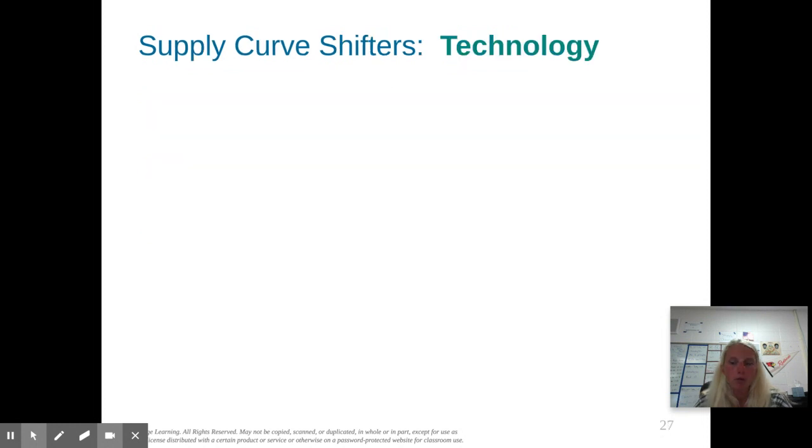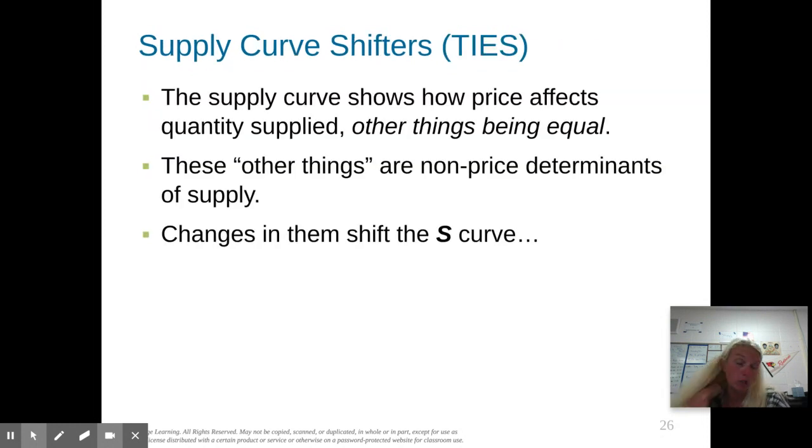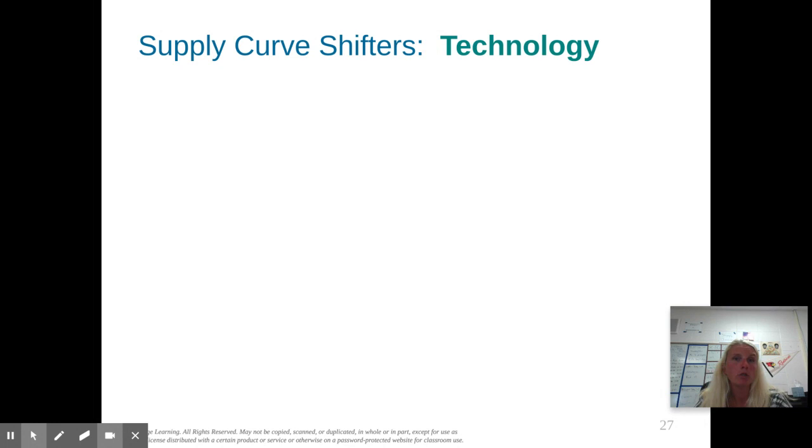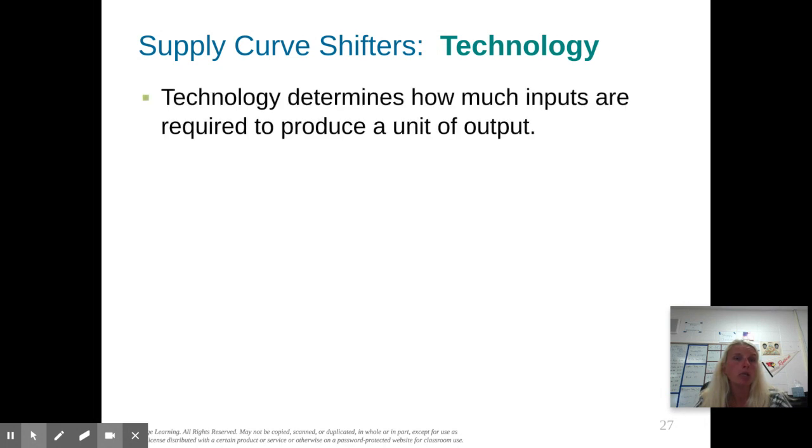So, the first thing, and we have an acronym for this. Just like I said, it was TOIS for demand. It's TIES for supply. So let's go through those. First one, the T is technology. Technology determines how much inputs are required to produce a unit of output. So the more technology you have, think about like Henry Ford's assembly line.